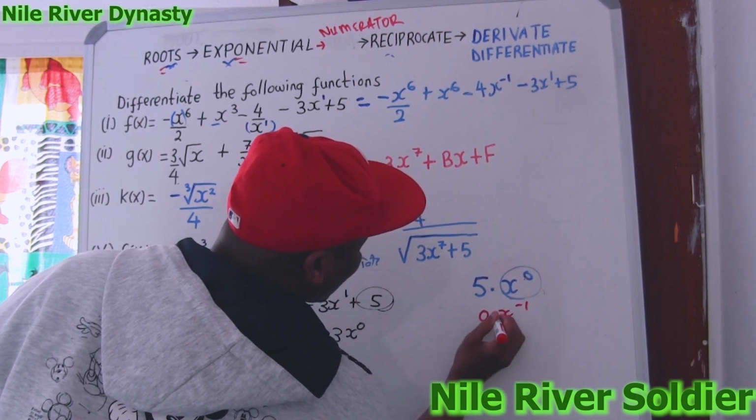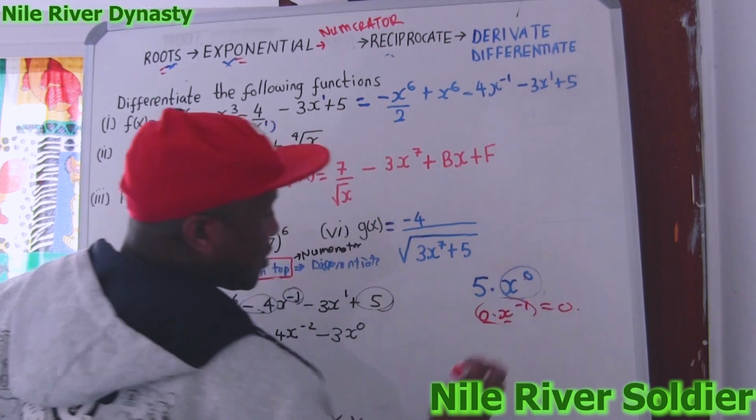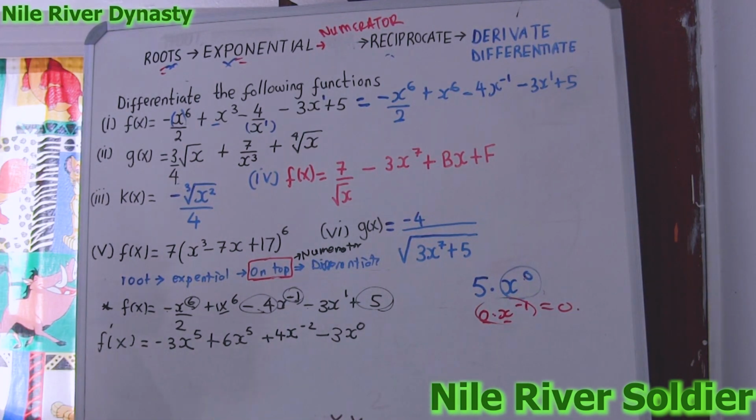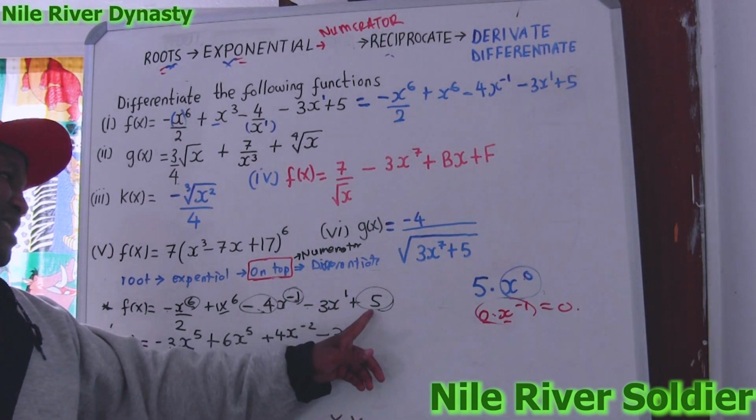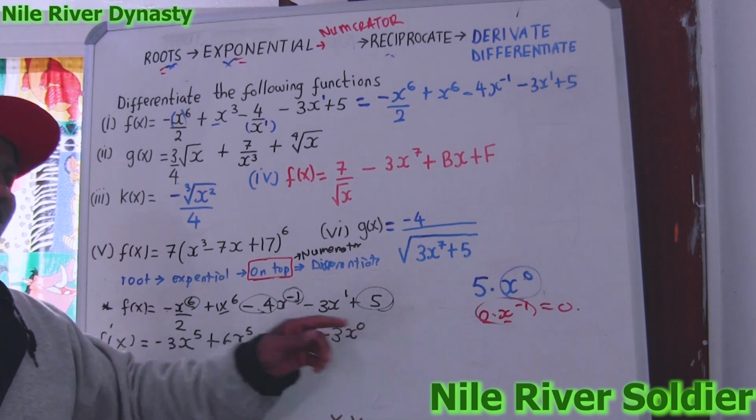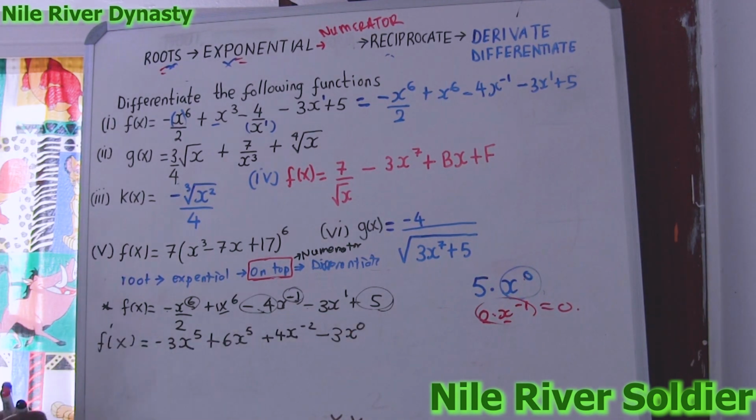0 minus 1 equal to negative. So 0 times anything is 0. That's why this always says 0. A constant number equals 0 when differentiated. So don't bother with anything. Just say if this number does not have x, when you differentiate, it equals 0. So I don't have to write anything.